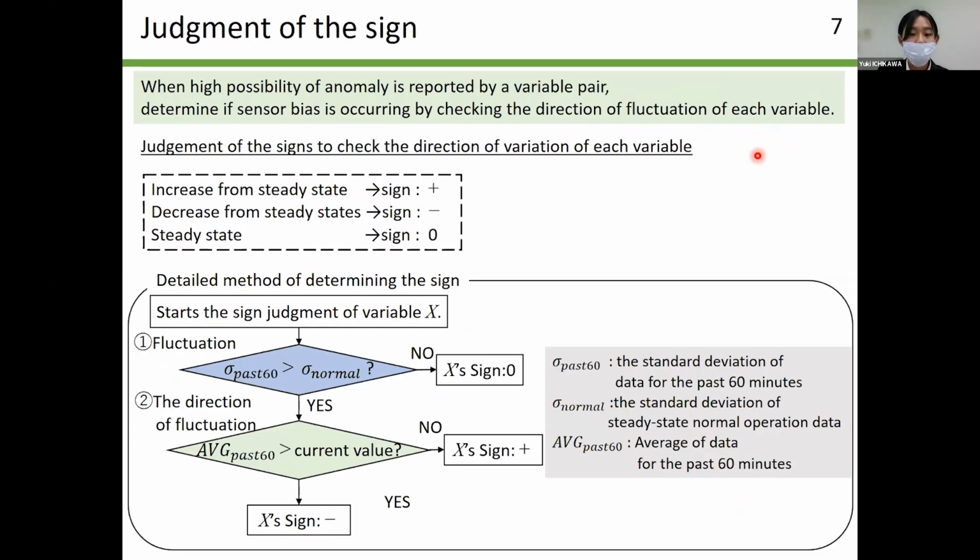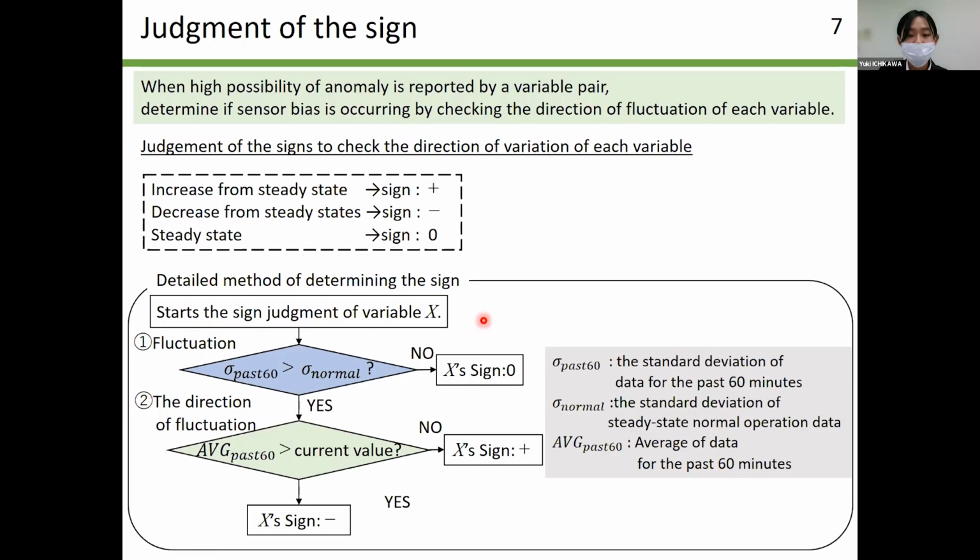The direction of data fluctuation is expressed by a sign. If the variable is increasing from the steady state, the sign is plus. If it is decreasing, the sign is minus. If it remains in steady state, the sign is 0.